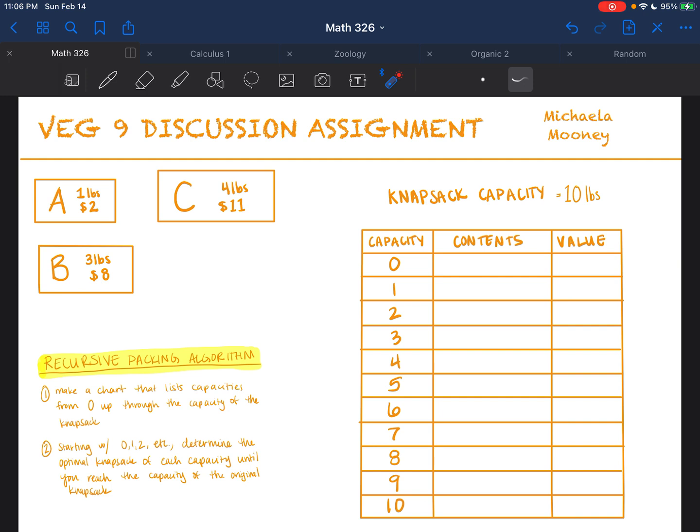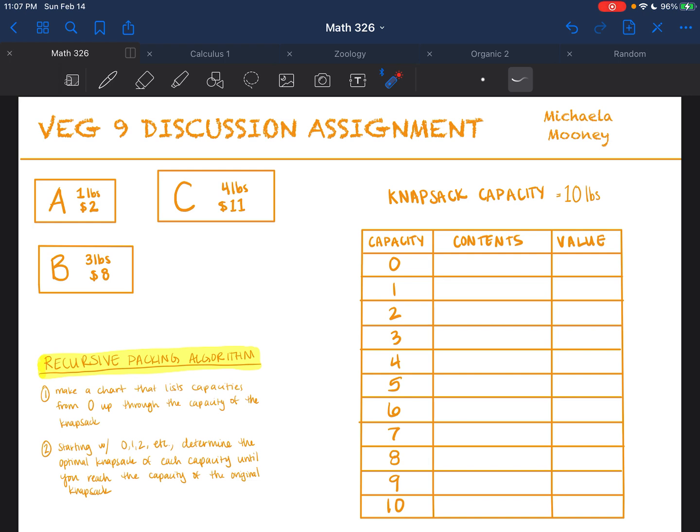We also want, see, each of these has a monetary value. We want the highest value. We want the combination that fills our knapsack, but will also be of the most value to us, has the highest dollar amount. So how do we do that? We use the recursive packing algorithm.